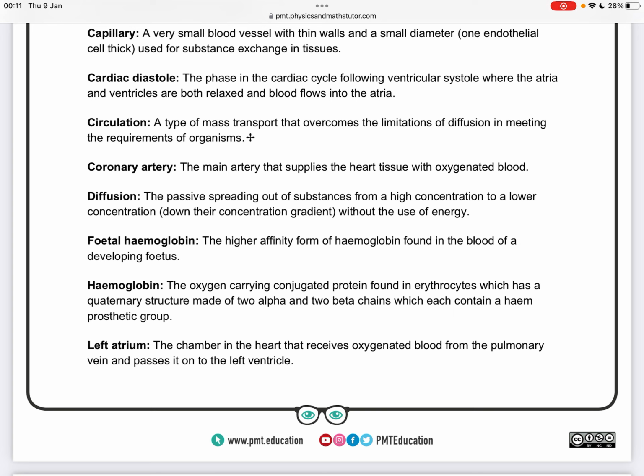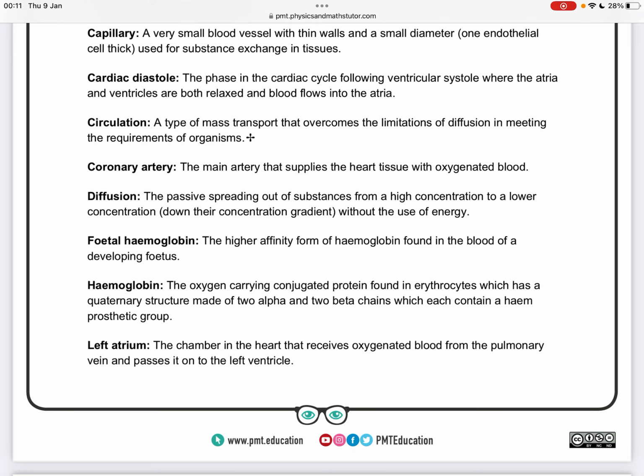Coronary artery, the main artery that supplies the heart tissue with oxygenated blood, the one outside. Diffusion, the passive spreading out of substances from high concentration to lower concentration, down the concentration gradient, without the use of energy. Hemoglobin, as we took in the last chapter.